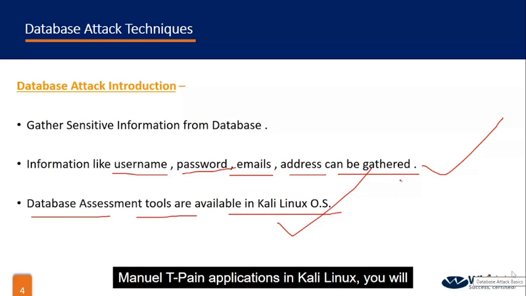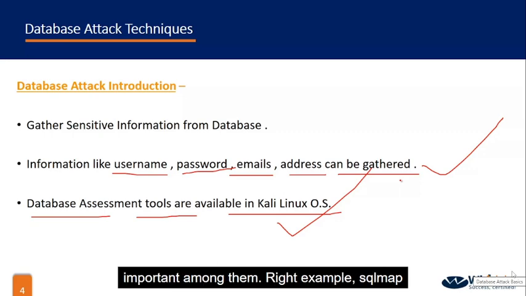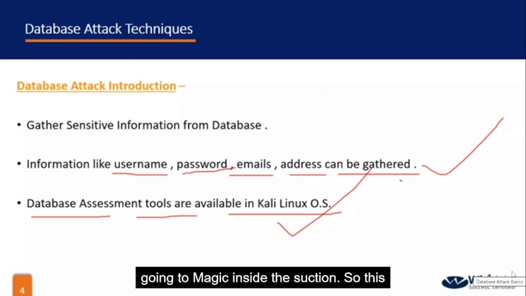When you click on Applications in Kali Linux, you will see a chapter called database assessment, and it contains many tools. 10 to 15 tools are available there, but we are going to learn the most important ones. For example, sqlmap is available here, so you can use sqlmap for database assessment. jSQL is also available, and you can also try to attack a website without using any tool. We are going to cover that in this section too.